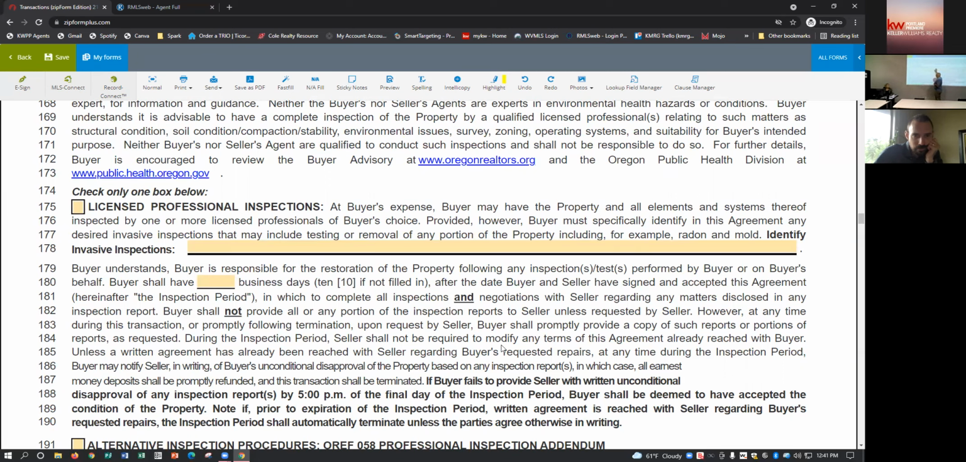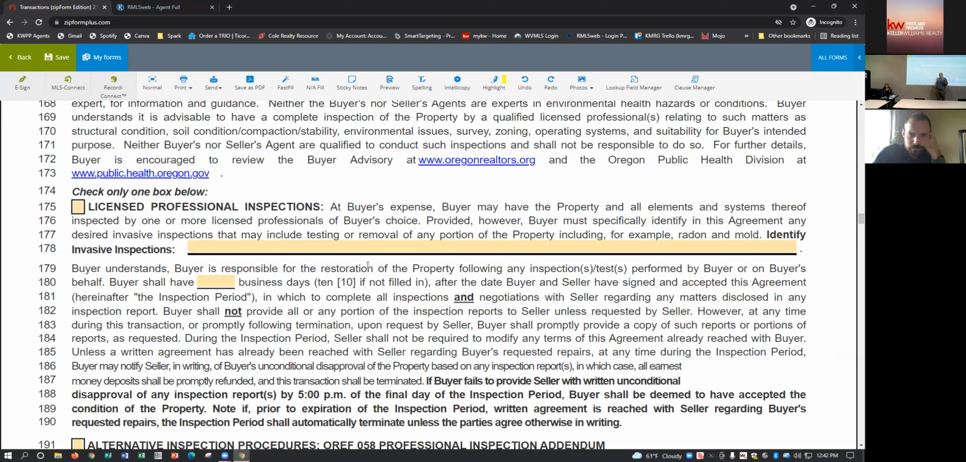The general inspection is not needed to be listed here because you already have the permission to do that. But if you wanted to do a sewer scope, you'd have to say sewer scope. If you wanted to do radon testing, you'd have to say radon testing. If you wanted a stucco guy to come out and check the stucco, you'd say stucco inspection and possible removal of samples. If you're doing a tank search, you have to do that. If you're going to pull soil, you want to make sure you put that in there.